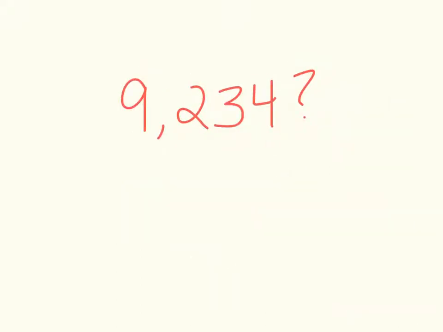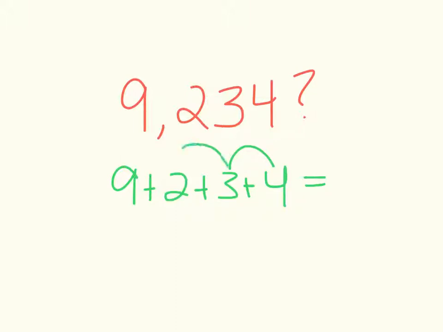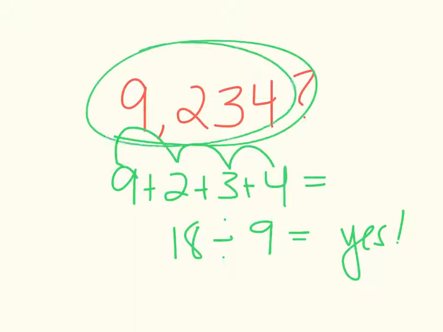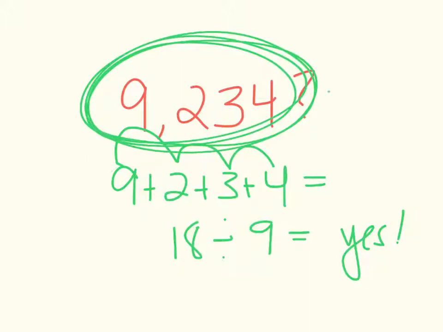Last example, 9,234. Let's go ahead and add this up. 9 plus 2 plus 3 plus 4. 4 plus 3 is 7. 7 plus 2 is 9. 9 plus 9 is 18. Can 18 be divided by 9? Your answer is yes. So is 9,234 divisible by 9? Your answer would also be yes.